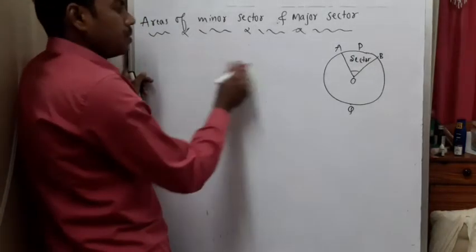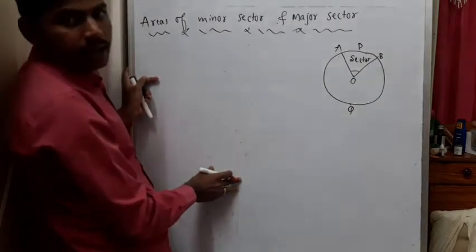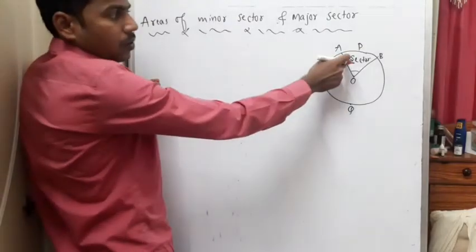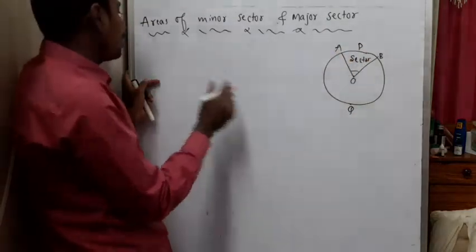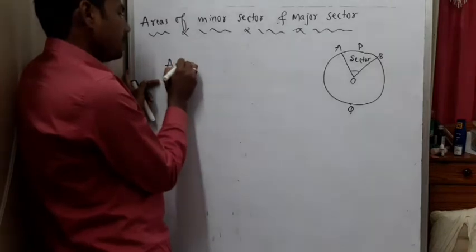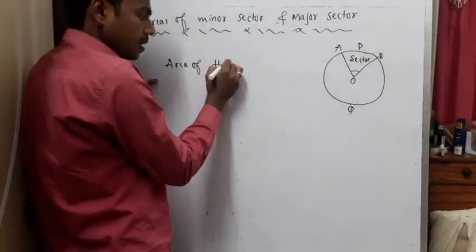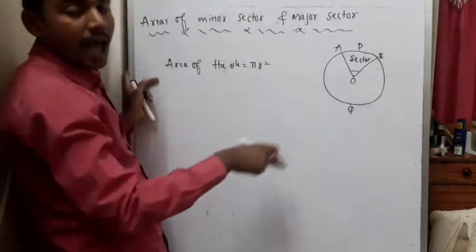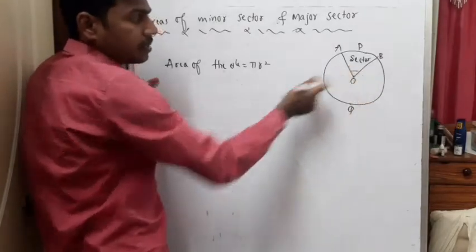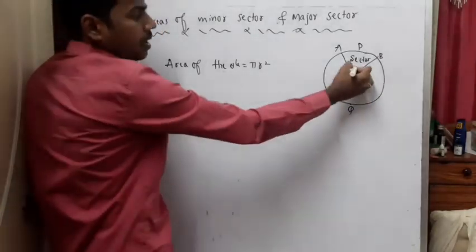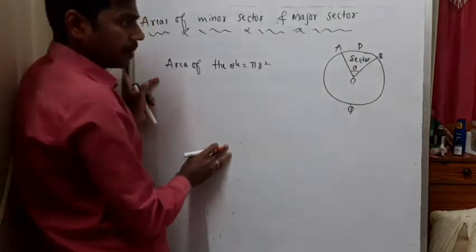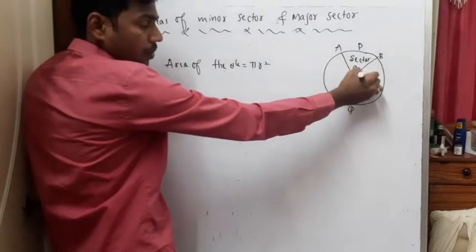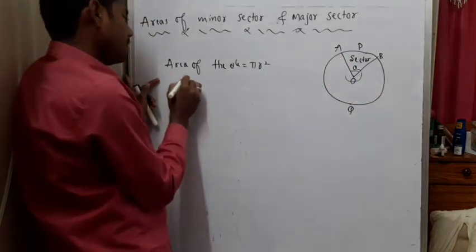What did we define a sector as? The portion of a circle enclosed by two radii and one arc. So, what is the area of the circle? The area of the circle is equal to pi r square. Now, what is the angle formed at the center by the circle? If I call it theta, what is the angle composed by the entire circle? That will be 360 degree.